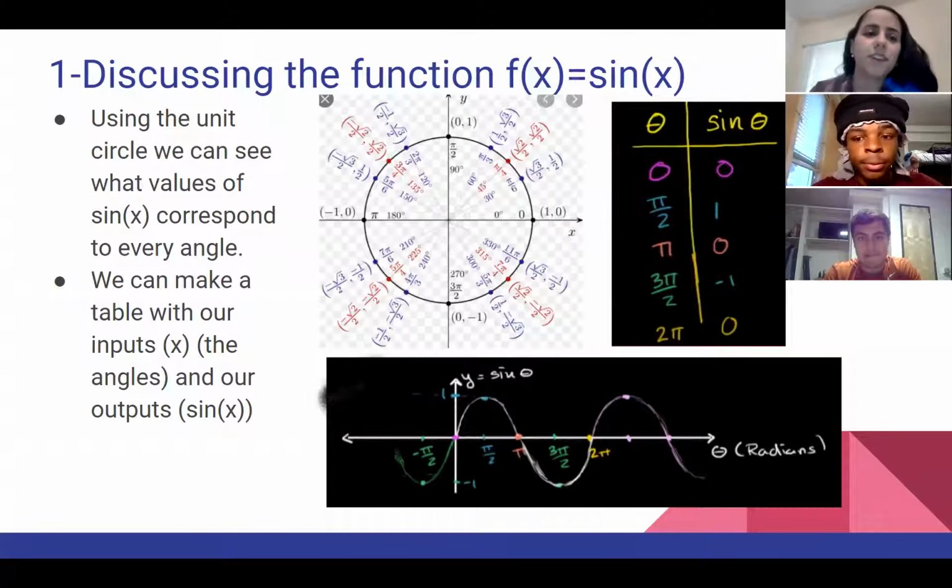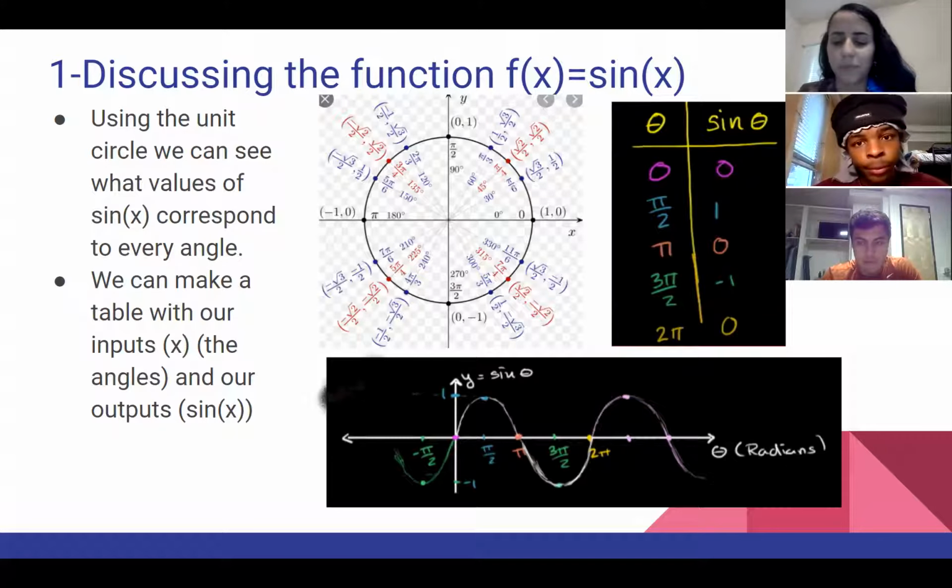Okay, so I've decided to discuss the function f of x equals sine of x. Basically I chose this one because whenever we're being taught trig functions, this is the first one we've been taught, and I feel like it's the most important one, or at least one of the most important ones. So the way we're gonna graph this, we're gonna use the unit circle.